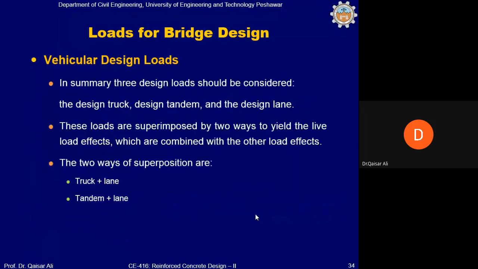In summary, there are three design loads which shall be considered in the design of a bridge: the design truck, design tandem, and the design lane. These loads are superimposed in two ways to yield the live load effects, which are combined with other load effects. The two ways of superposition are truck plus lane and tandem plus lane, whichever is greater.